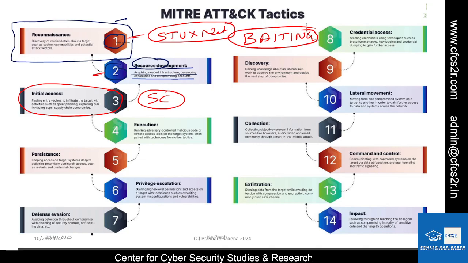In the fourth step, we have execution. So what actually is execution? Execution is running adversary-controlled malicious code. The attacker has initial access to your system and has landed on it, and after landing, he will try to execute. Now, in steps 1, 2, and 3, a lot of IOAs are definitely being generated in your system.